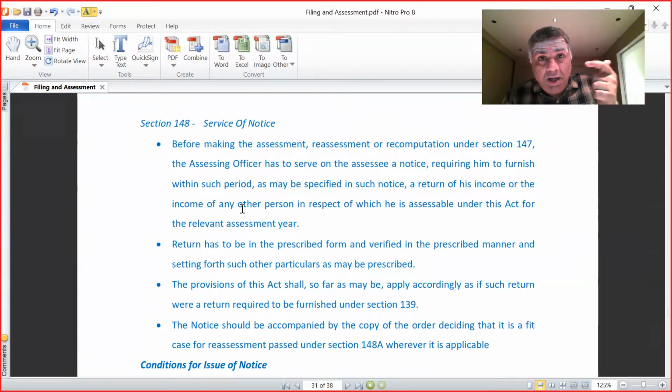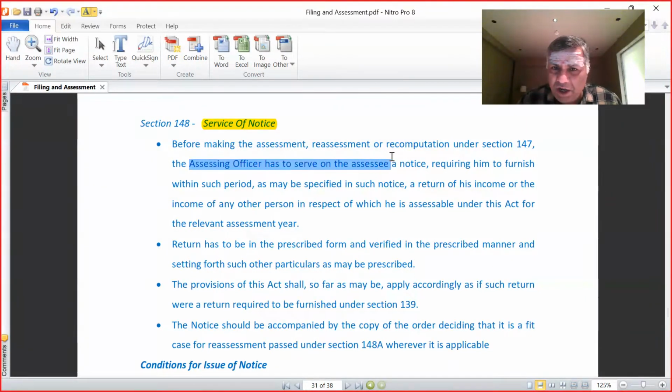So notice is essential. What did we then say? 144 is known as best judgment assessment, where the notice is inbuilt into the section. It is not a separate section. You have to issue a show cause saying why I should not go for best judgment, because you are not cooperating. Now, for completing assessment under 147, the notice is under 148. Before making assessment, reassessment, or recomputation, AO has to serve on the assessee a notice requiring him to furnish within such period as may be specified a return of his income or the income of any other person in respect of which he is assessable under this Act for the relevant assessment year. Read through.